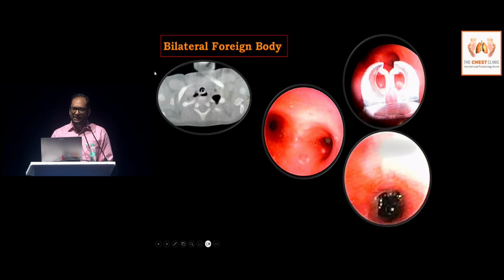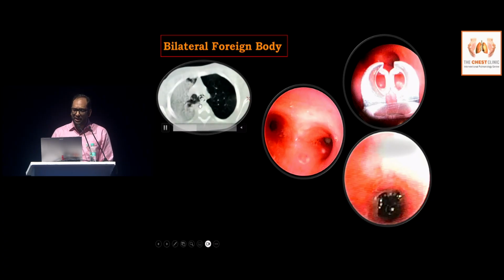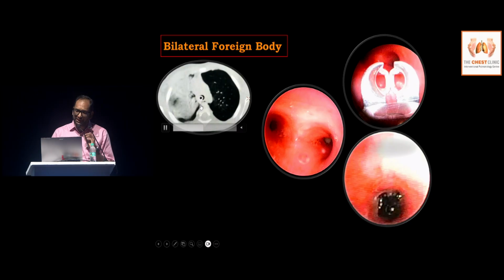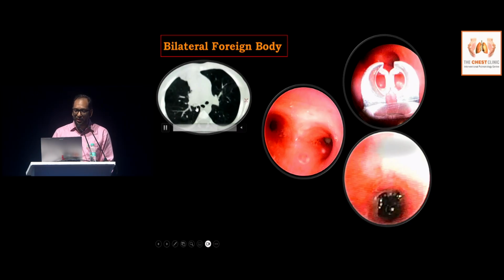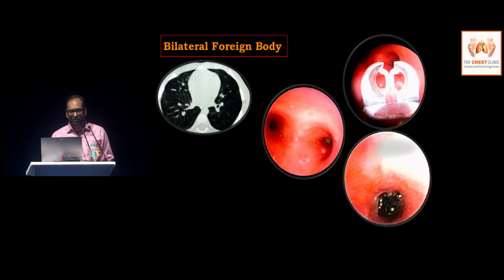So another challenging case, a bilateral airway foreign body. You can see the endotracheal tube there. The right upper lobe is consolidated. The endotracheal tube is mildly towards the right side. There is a foreign body in the right intermediate bronchus and another foreign body in the left lower lobe bronchus. So this is a bilateral airway foreign body.